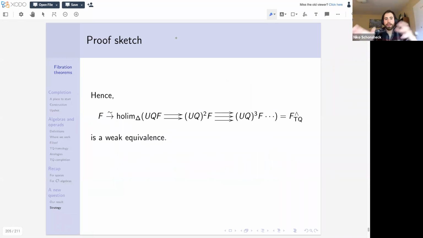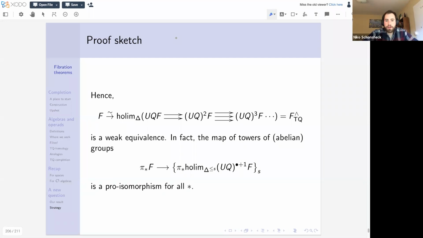And the upshot of this is that F into this Holim is a weak equivalence, but that's exactly the completion. So that finishes the proof. We're actually able to show something a little bit stronger, which is that if I look at this map of towers, here I'm considering this as a constant tower, and then I look at the tower of truncated Holims. If you're not familiar with this notation, this is basically just the Tot tower associated to the cosimplicial diagram. This is a pro-isomorphism for each star. So that's a bit stronger than just saying that after I take Holim, I get a weak equivalence.